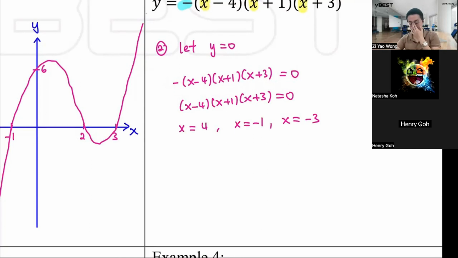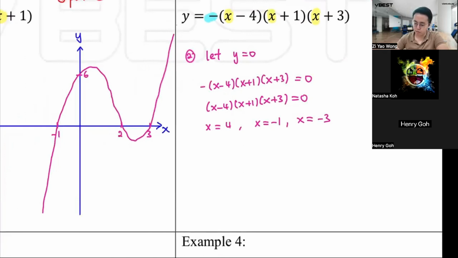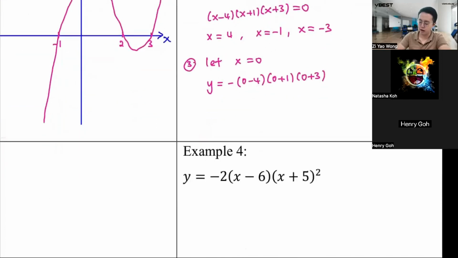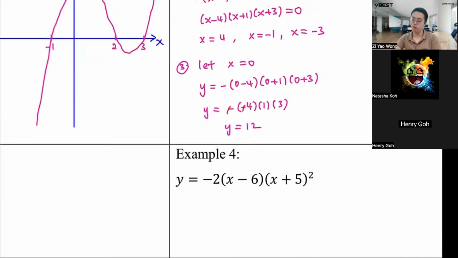Okay, so for the third step, what will it be? Finding your y-intercept, right? Same thing here, I'm going to let x equal to 0. So y equals negative, 0 minus 4, then multiply 0 plus 1, 0 plus 3. What's the value you have? You have y equals negative, multiply negative 4, multiply 1, multiply 3. So you get y equal to 12. Here the negative is gone already, so you're left with 12.